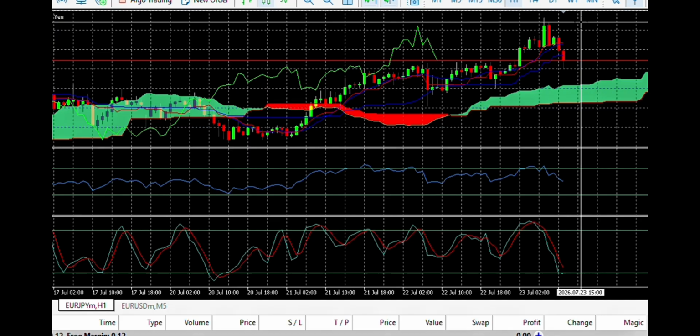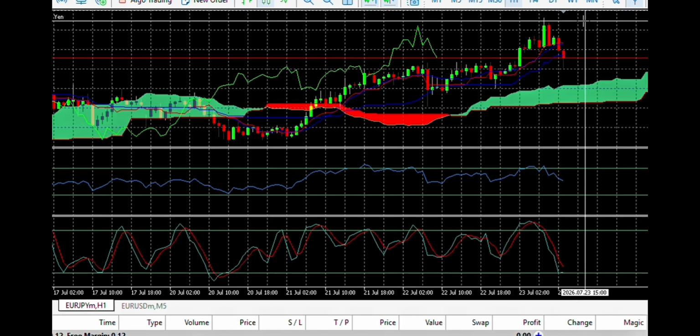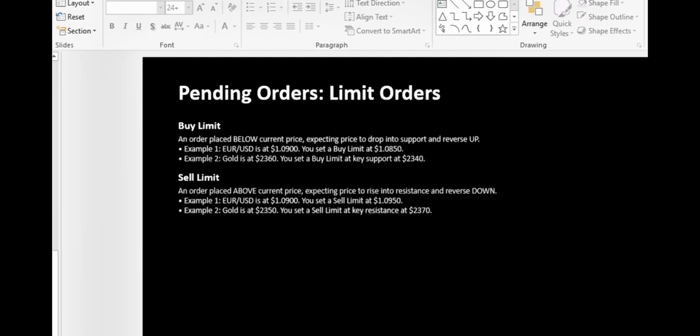above the market price. You place it above the market price, 186. So you're thinking that, okay, this market is going to roll back to this place. Once it rolls back to this place, it hits you and you enter. That is what sell limit is talking about. You understand? So that is it.